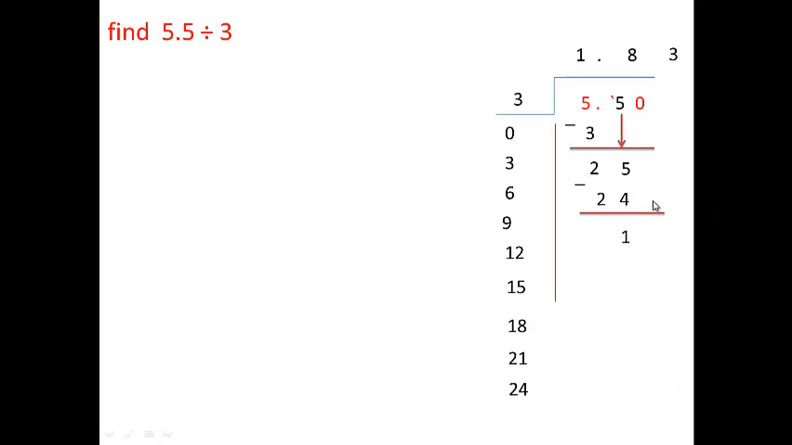Now we will try to cancel this remainder by adding 0 to the right of the decimal part. Here, the original problem has no 0, so I added a 0 to cancel the remainder and dropped it down. Now we have 10. The first number is 9 at 3. Count 0, 1, 2, 3. 10 minus 9 is 1.